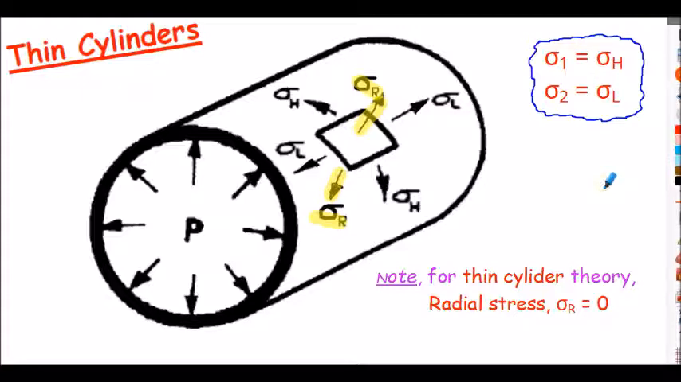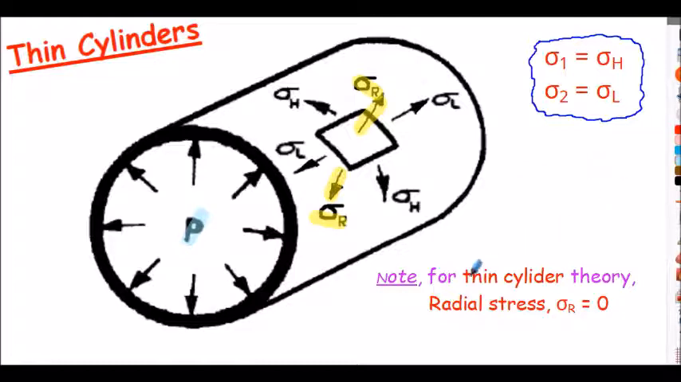Now, what we find with thin cylinders, and I'll show you this in the examples we're going to look at, is that the radial stress is actually equal and opposite to the pressure. So whatever your pressure in your cylinder is, if the pressure is 10 megapascals, then your radial stress would be negative 10 megapascals. It's always equal and opposite to the pressure. But what we'll find is with thin cylinder theory, the radial stress is essentially zero.